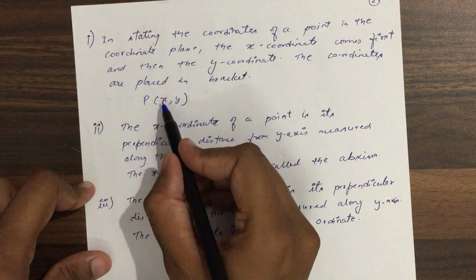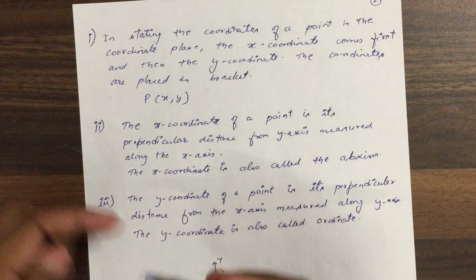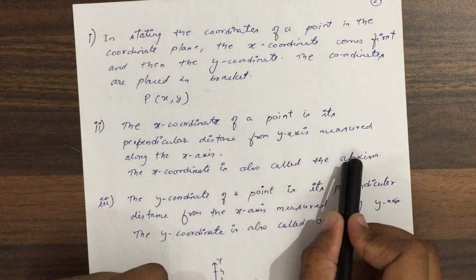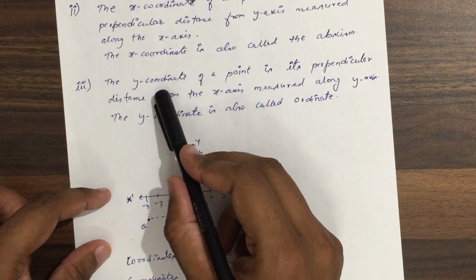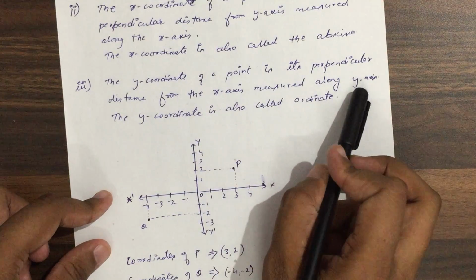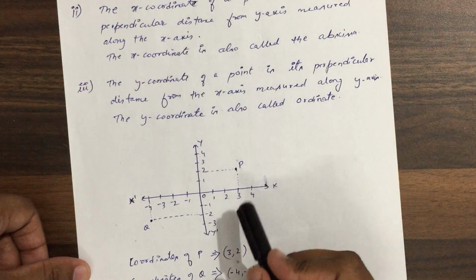Now we will see what the x coordinate is. The x coordinate is simply the perpendicular distance from the y-axis measured along the x-axis. That means the x coordinate is the perpendicular distance from the y-axis measured parallel to the x-axis. The x coordinate is also called the abscissa. Now, what is the y coordinate? The y coordinate is the perpendicular distance from the x-axis, measured along the y-axis. This will be clear from an example.